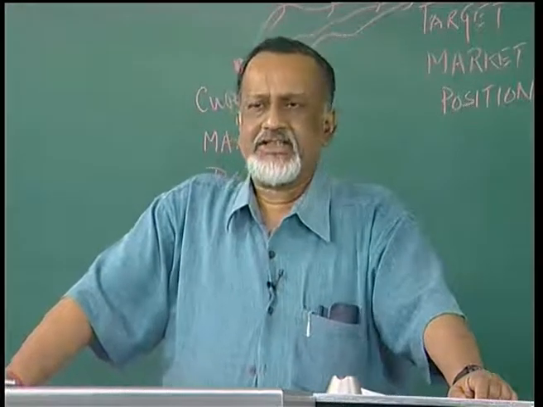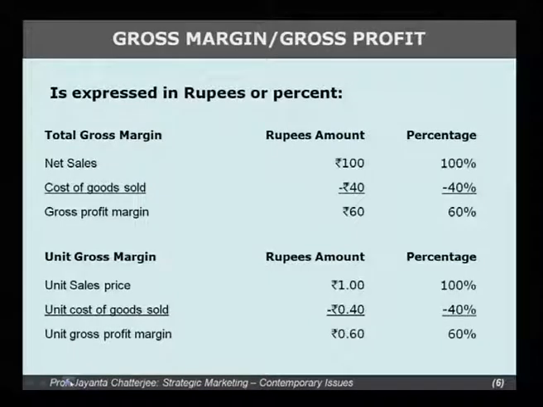Let us take some quick understanding of numbers. If the net sales is 100 and cost of goods sold is 40, then the gross profit margin is 60 and it represents in percentage 60%. Unit sales price 1, if the unit cost is 40 paise, then we have 60 paise per unit as the unit gross profit margin, again that same 60%. Okay.